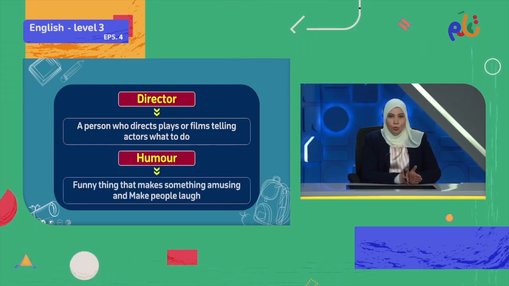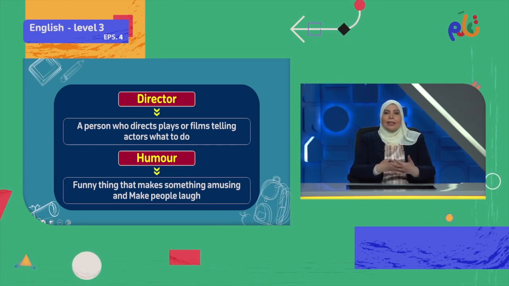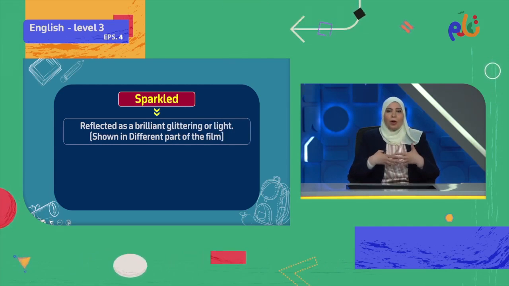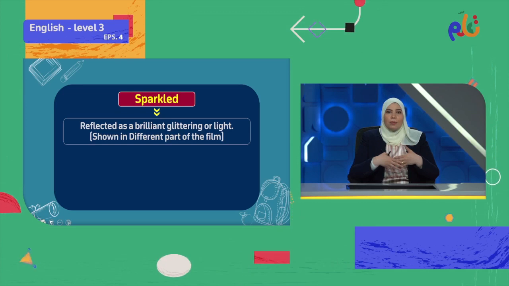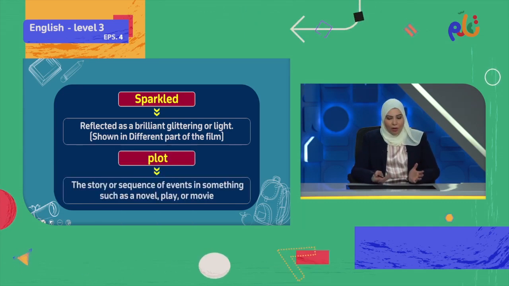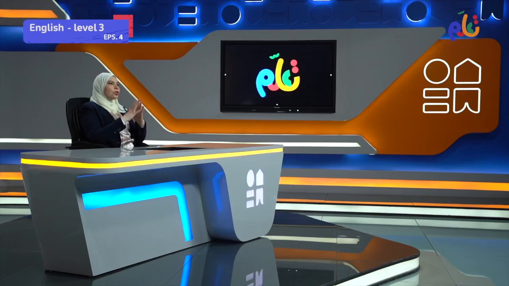And then we have humor. Humor is whatever you have which is funny, anything that makes you laugh. So it seems like funny, but in a more formal way again, because we're talking about writing, so we're going to use humor. And we have sparkled. Sparkled, which is bright, when something is really bright or it has lots of clear things. And the last thing is the plot. The plot is the main story or the sequence of the events. So this is the plot.